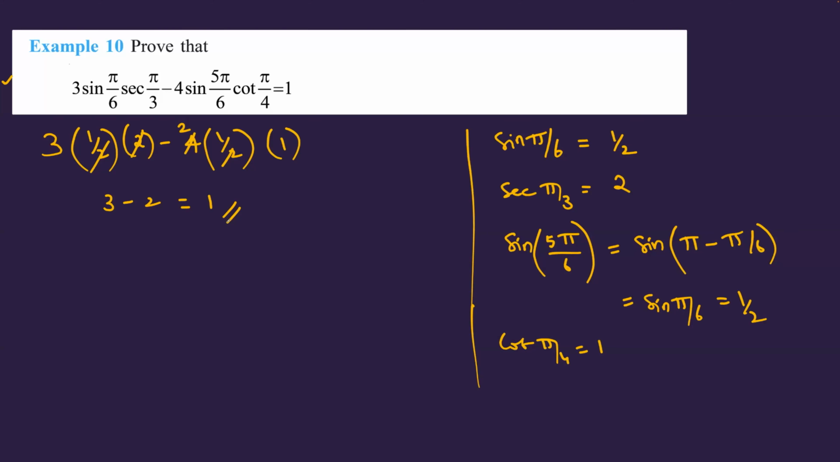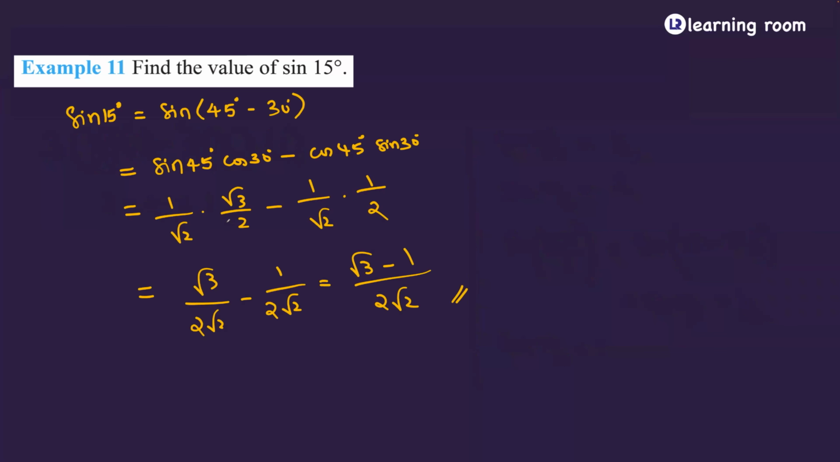Shall we proceed to the next one? This one we have already solved. Sine 15 is sine of 45 minus 30.